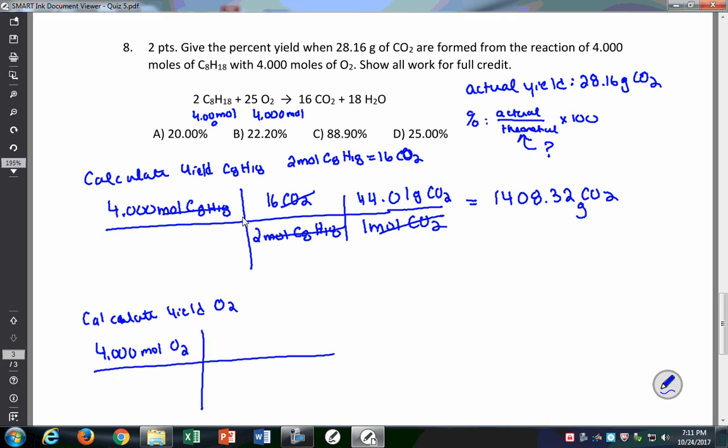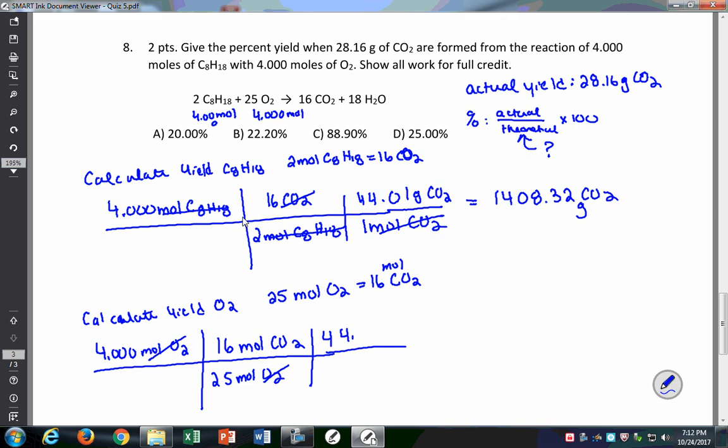Now here, according to my equation, 25 moles of O2 is needed to react to form 16 moles of CO2. So I have a different relationship between one reagent and my product and my other reagent and my product. And again, that's based on my coefficients. So my 25 moles O2 go on the bottom, and my 16 moles CO2 go on the top. Now again, I'm going to convert that to grams so I can compare the two and see which one is limiting.